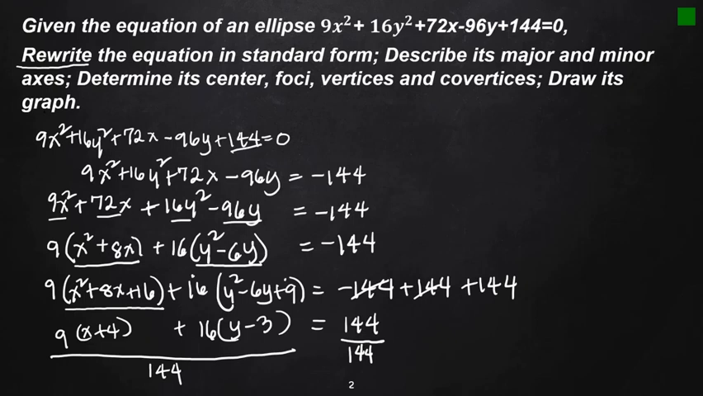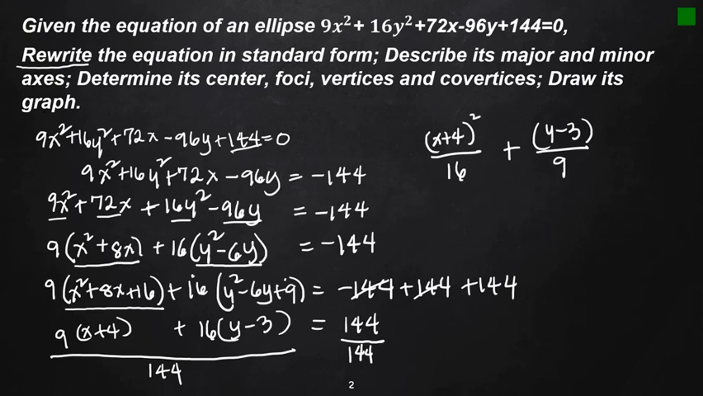And so, what we will have is 9 divided by 144 will give us 16. Okay, so we have x plus 4 squared over 16 plus 16 over 144. That will give us a 9 at the denominator. Okay, 9. And then we have y minus 3.